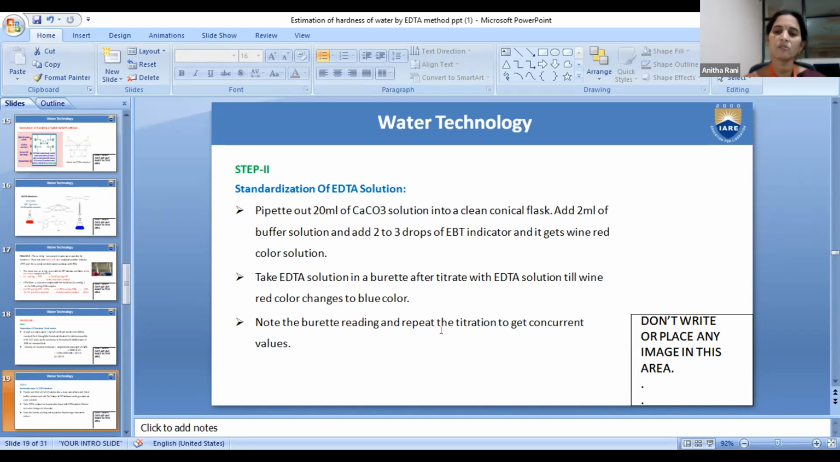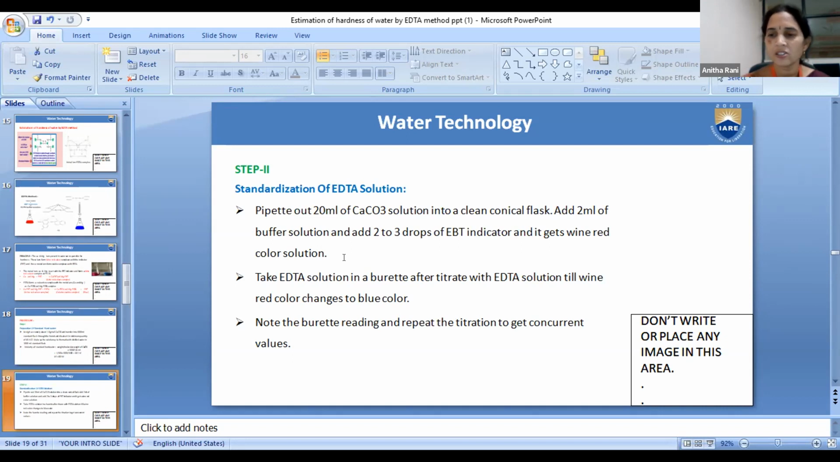But if you are getting 21 second time, you go for third time. For example, you got third time 20, no problem. If you get 22, you take the average value. Note down the burette reading and repeat the titration to get concurrent values. If you get equal values, no problem. If you are not getting also, you can take the average. But at least 3 times you have to do. So this is the second step.